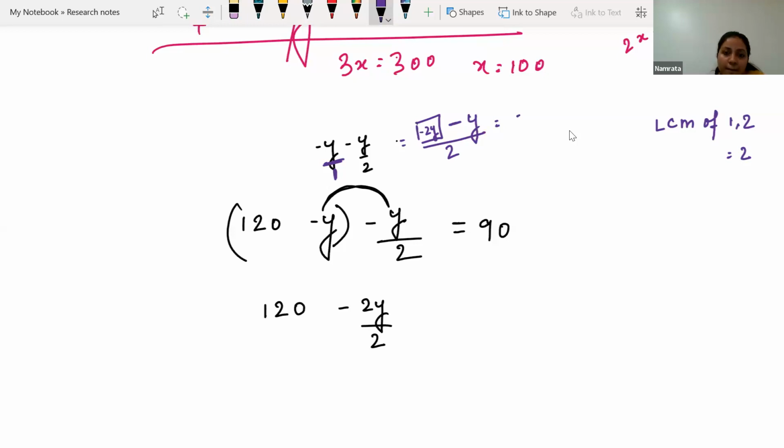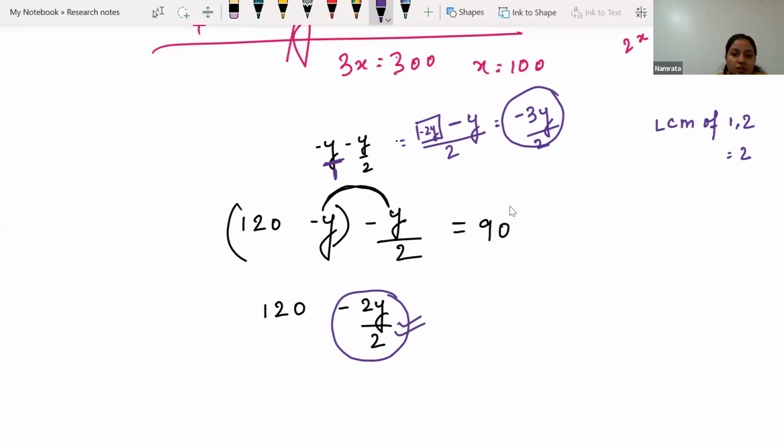Minus 3y by 2, right? Yes, ma'am. We were supposed to write minus 3y by 2, and here you have written minus 2y by 2. From here only is the mistake you have made while doing the calculation. Very minor mistake, but due to this, all the steps after this are coming out incorrect.